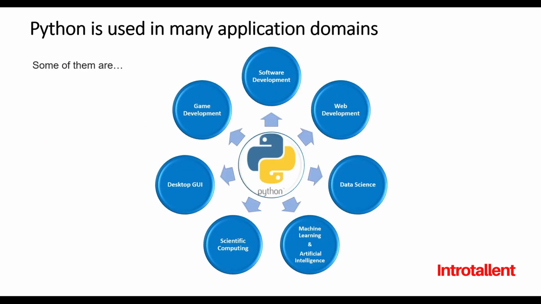Let's understand the application of Python, right? So Python is used in many application domains. Some of them are software development, web development, then you have data science, machine learning and artificial intelligence, scientific computing, desktop GUI, and games development. It's not limited to this. There are many more implementation of Python, like automation, right? Like integration, and different usage are there.